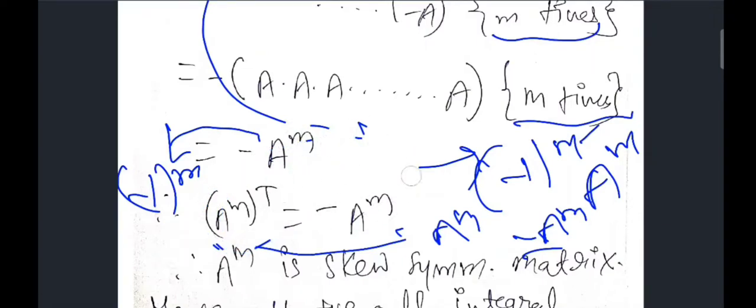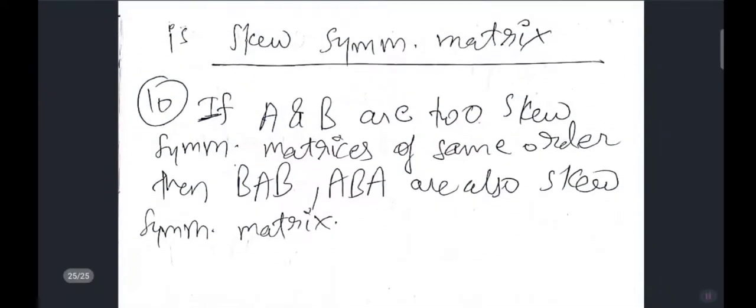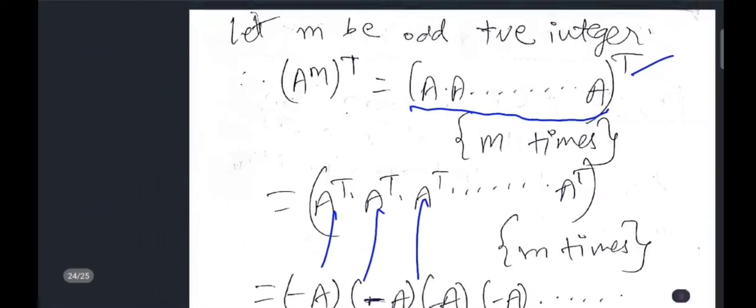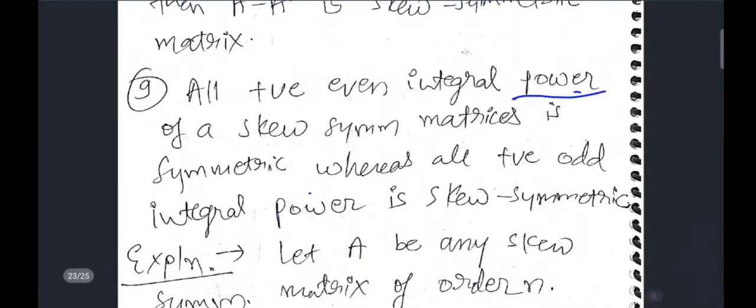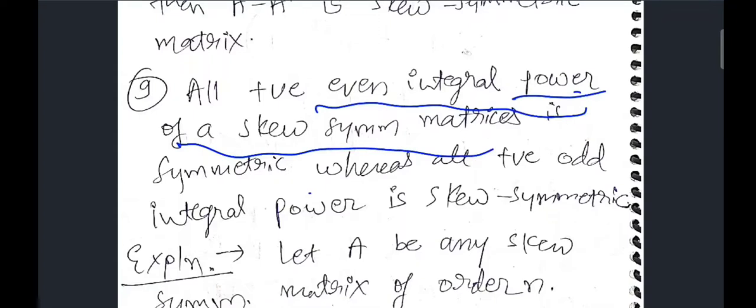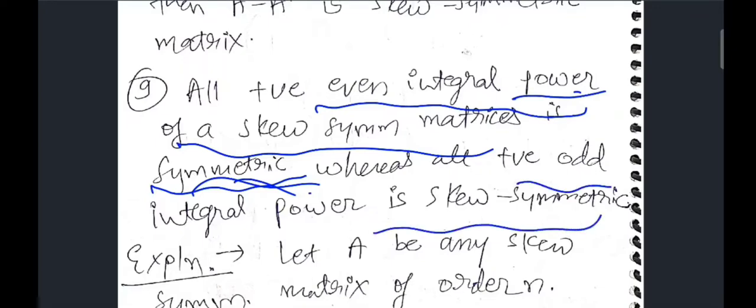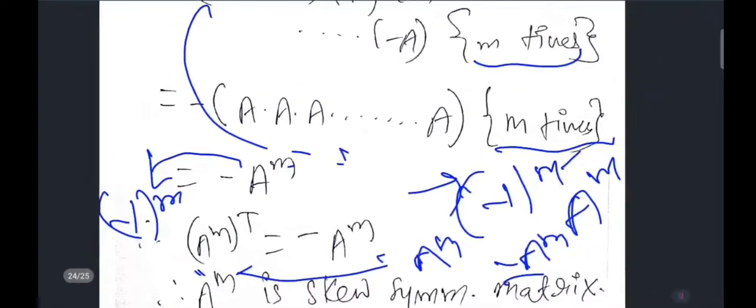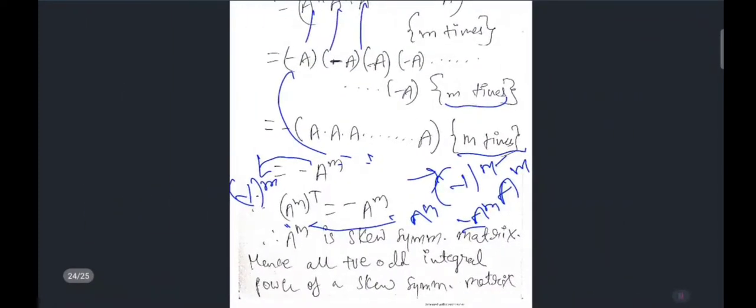And if m is even, the proof is not given, but the condition which has been written will hold: positive even integral powers of a skew symmetric matrix are symmetric. Positive even integral powers will be symmetric, and positive odd integral powers will be skew symmetric. You can clearly verify all these things on your own.